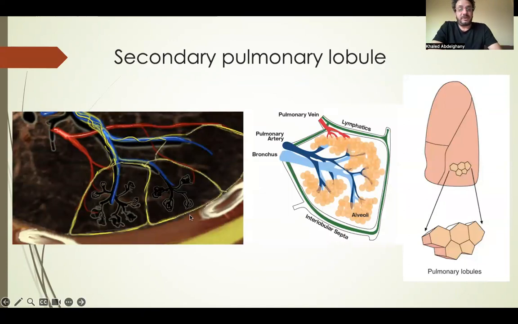The secondary pulmonary lobule is the smallest unit that can be visualized if pathological in the HRCT. The interlobular septa contain the lymphatics and pulmonary veins. The core of the secondary pulmonary lobule contains the bronchiole and centrilobular arteriole. As you can see here, this is the lung. The smallest unit of it is the secondary pulmonary lobule. They are hexagonal in appearance.